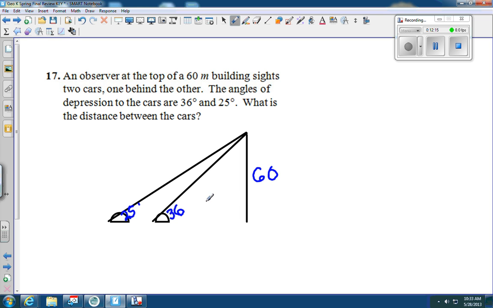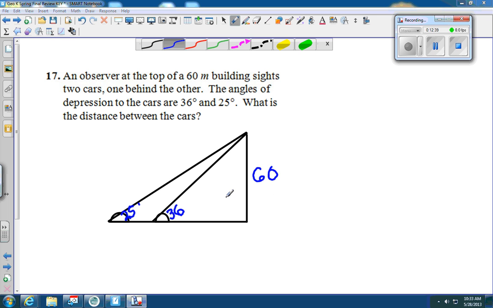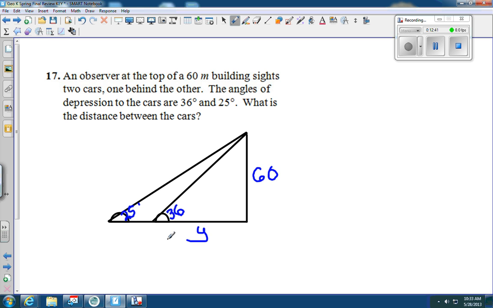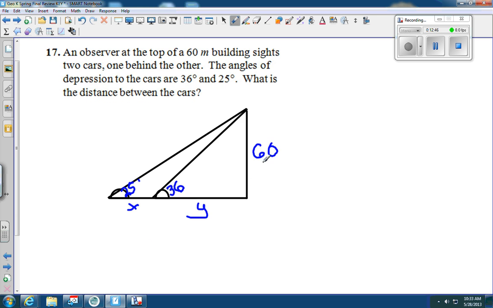What is the distance between the cars? Okay, so I'm really looking for this distance right here. So the way I'm going to do that is I'm going to do two trig ratios. So the first thing I'm going to do is find what this distance is, and then I'm going to find what this distance is, the whole distance, and then subtract them. So I'm going to call this y, I'm going to call this x, and I'm going to call the whole thing z.